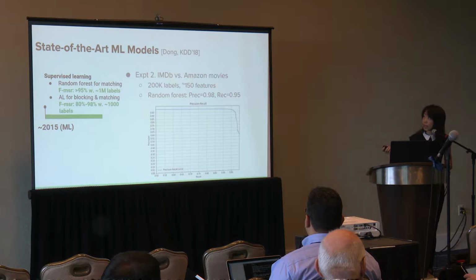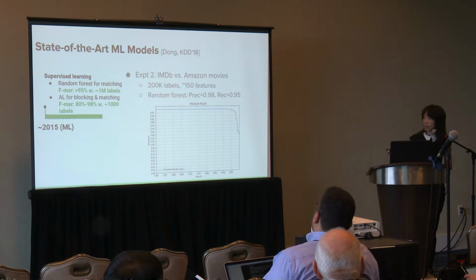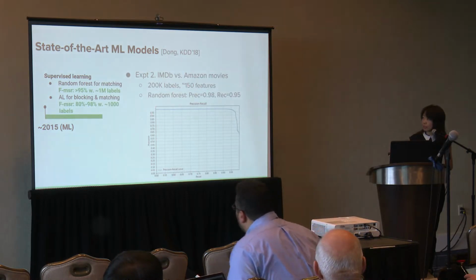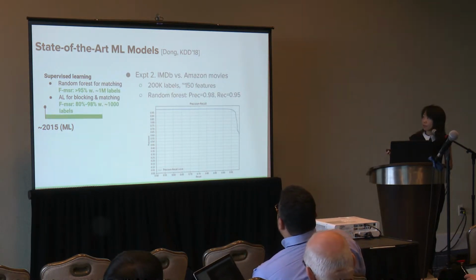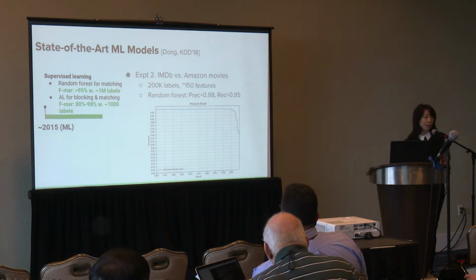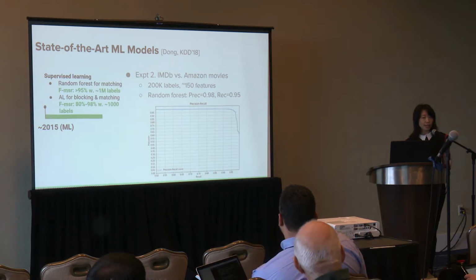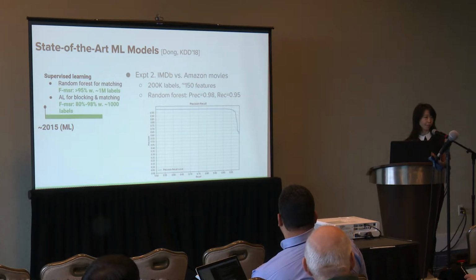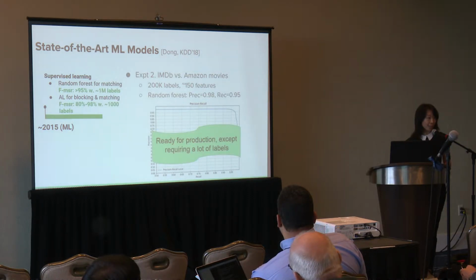On a harder case, we experimented between IMDb and Amazon Movies, where the data is more noisy. With 200,000 labels and 150 features, we see this PR curve where the precision is 0.98 and the recall is 0.95. In my group, I have some scientists who, whichever data set you give them, can come back with linkage results with above 95% precision and recall. So this is pretty much production ready, except that, yes?